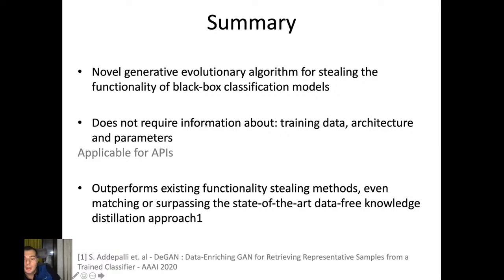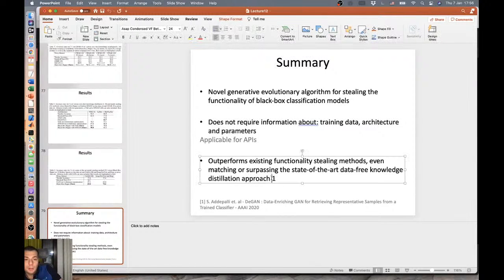In summary, we proposed a novel generative algorithm for stealing the functionality of black box classification models. The model doesn't require information about the training data or the architecture or the parameters, and it outperforms the state-of-the-art approach. This was the last slide.